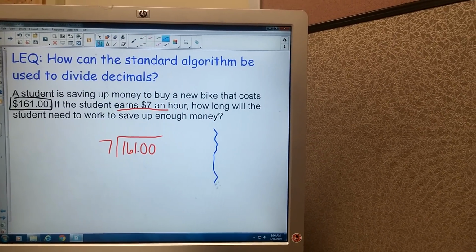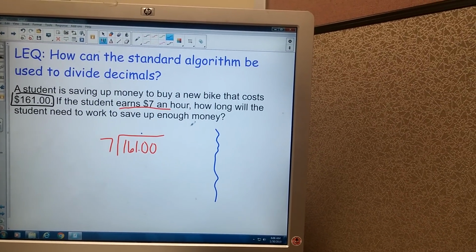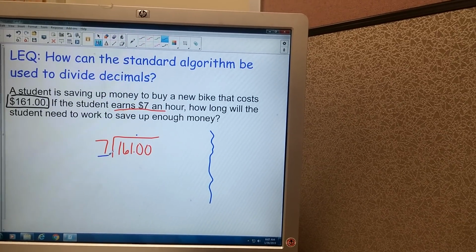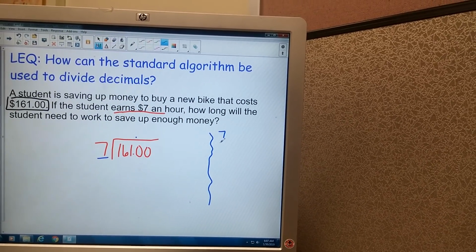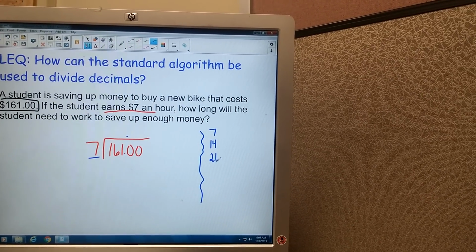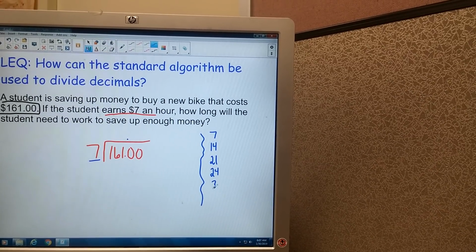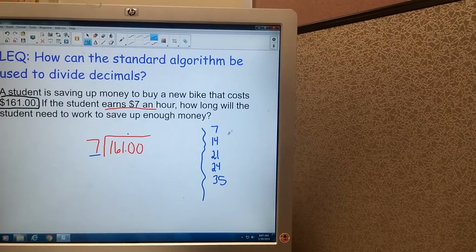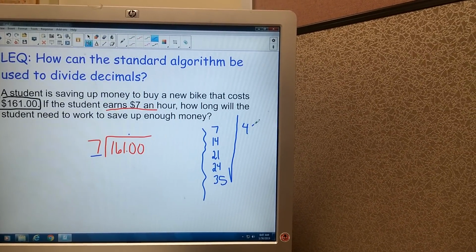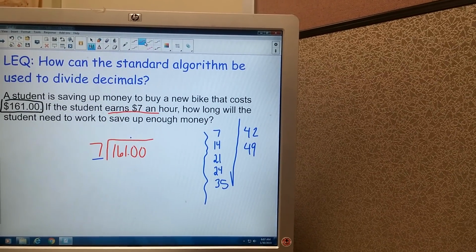So, first thing that we have to do here, a really good strategy, especially if you're not great with your multiplication facts, is list your sevens off to the side. So 7 times 1 is 7, times 2 is 14, times 3 is 21, times 4 is 28, times 5 is 35. And I like to put my 1 through 5s in one column, and then 6 through 9 over here, just in case I need them. And I'm actually going to stop here at 7. If we need them, we can go further.